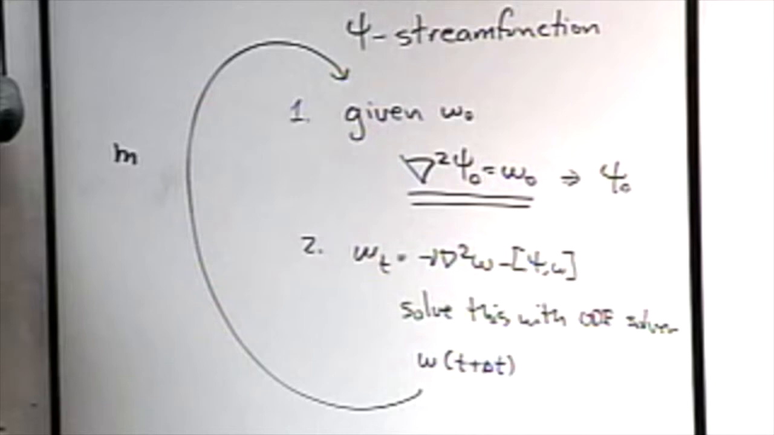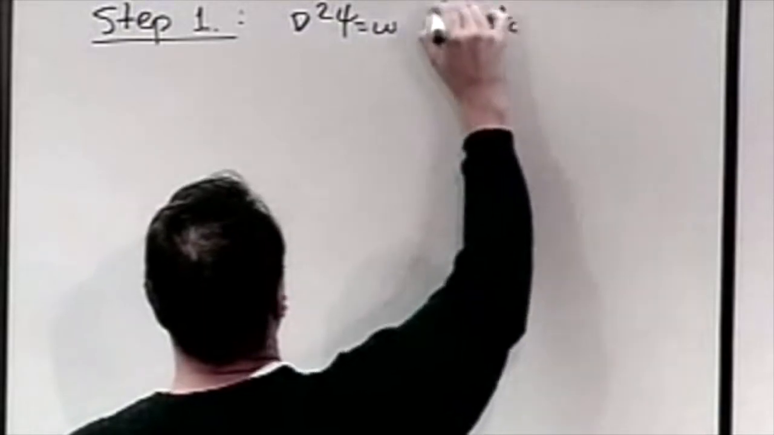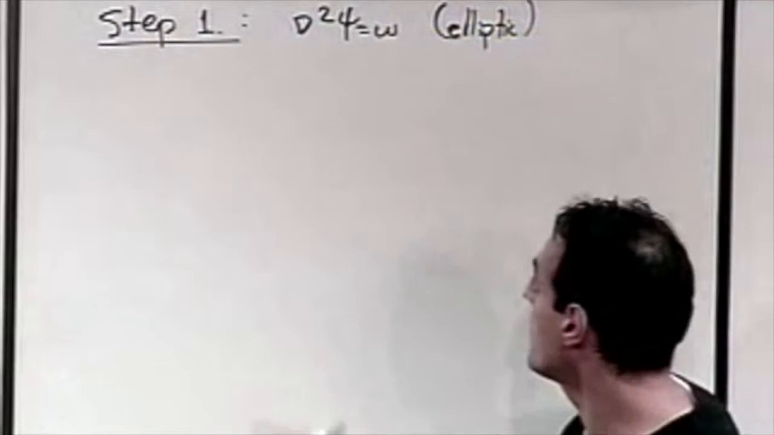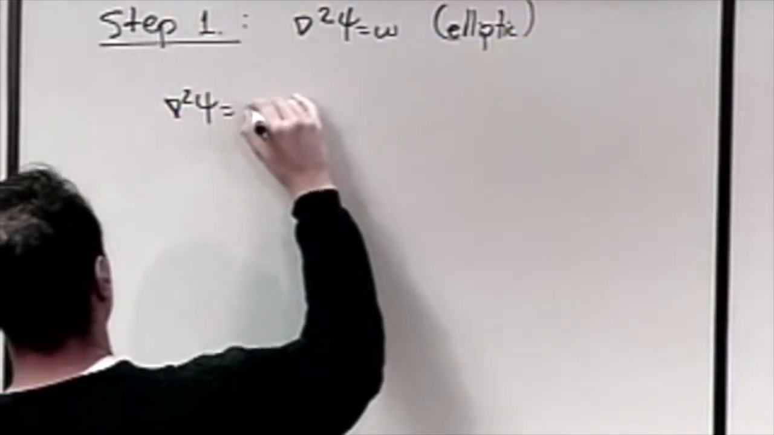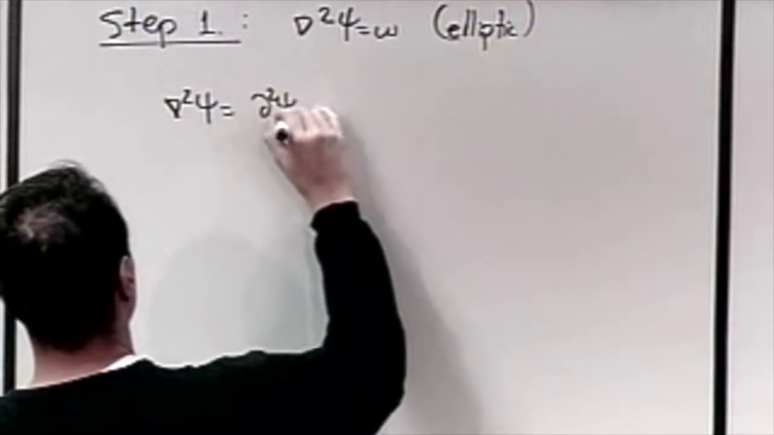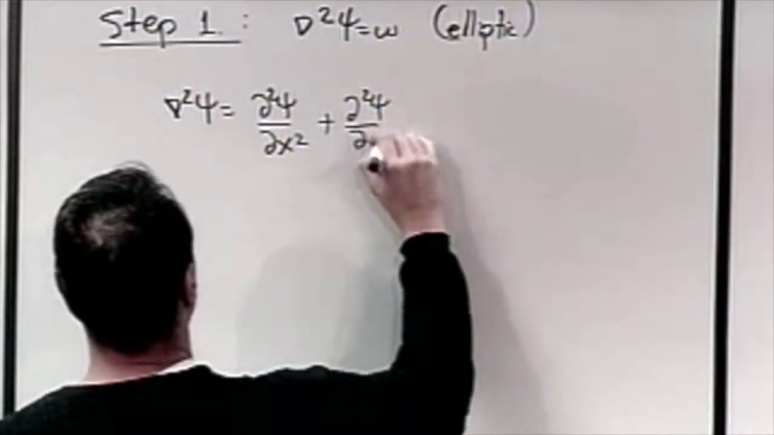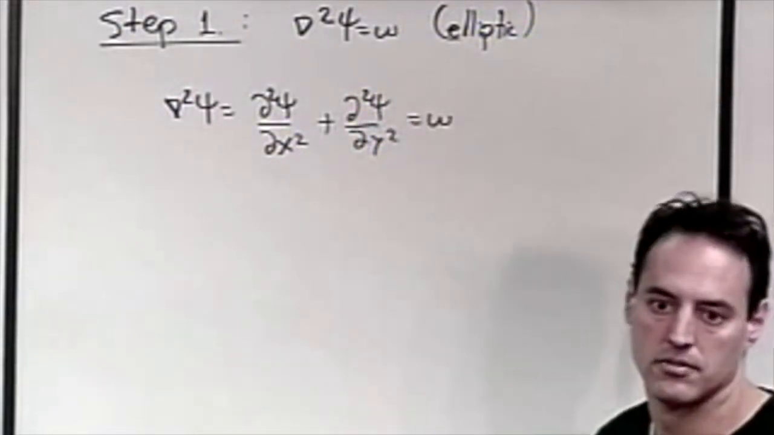So step one. We have to solve this. And this is an elliptic equation. So how do we do it? And keep in mind that this del squared is the Laplacian, so this is really the partial derivative with respect to x twice and the partial derivative with respect to y twice.